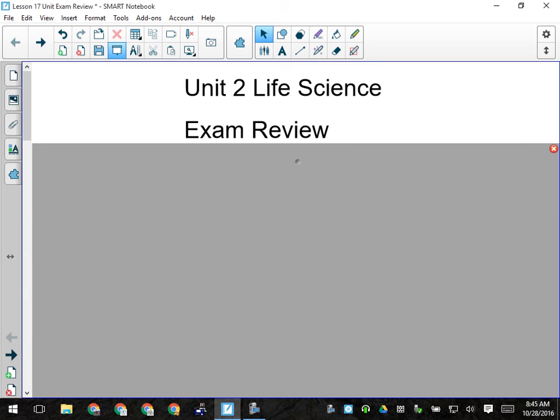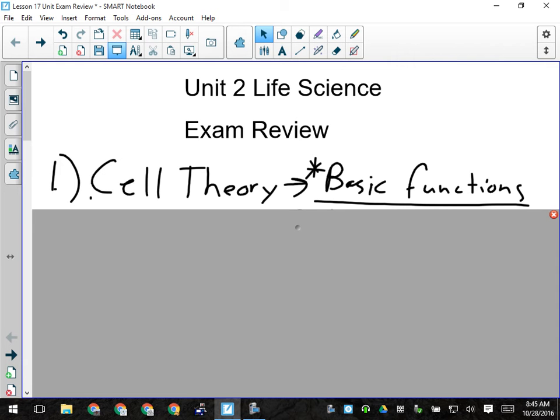So, things we went over. First thing we went over, cell theory. Of course, there are 3 points to the cell theory, so that sets up very well for a multiple choice item, like 'which of the following is not part of the cell theory,' things like that.